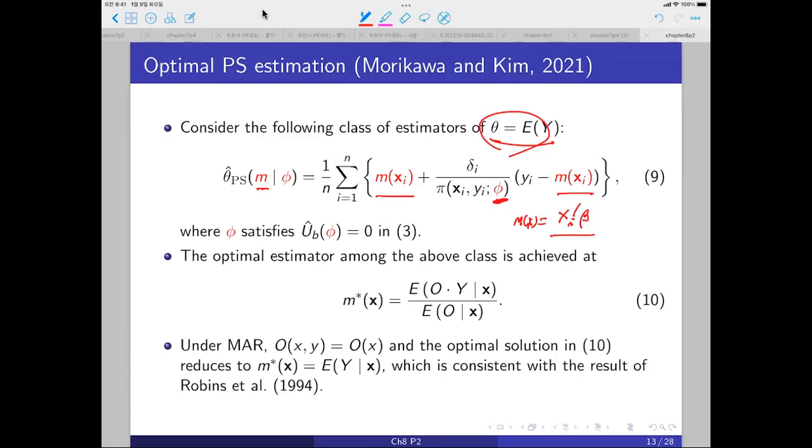Basically, if you know this functional form of the mean function, then you can write the variance of this estimator as a function of beta, which is quadratic, and so you can differentiate. So you can do something. But this one is a functional, right? This is any function of x. So this is a functional optimization problem, which is a much more difficult problem.